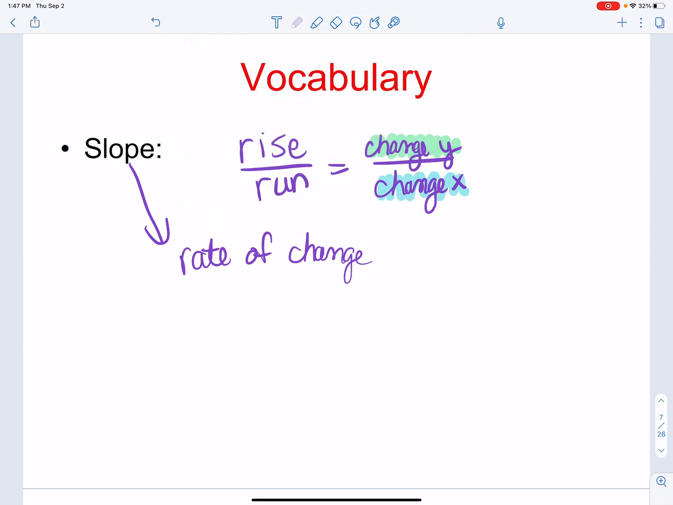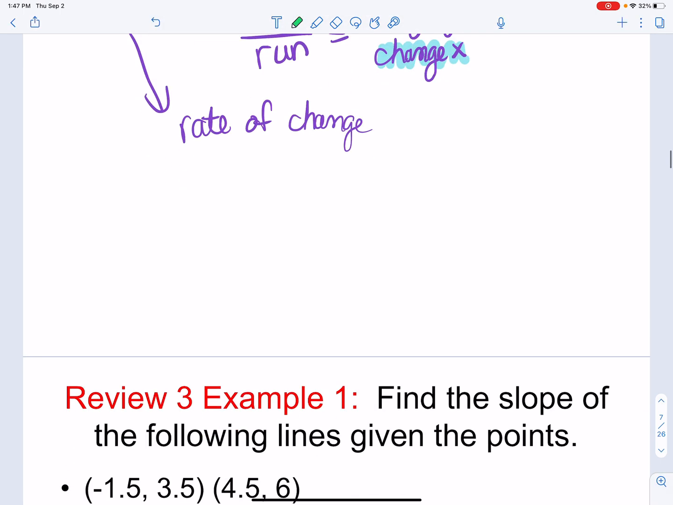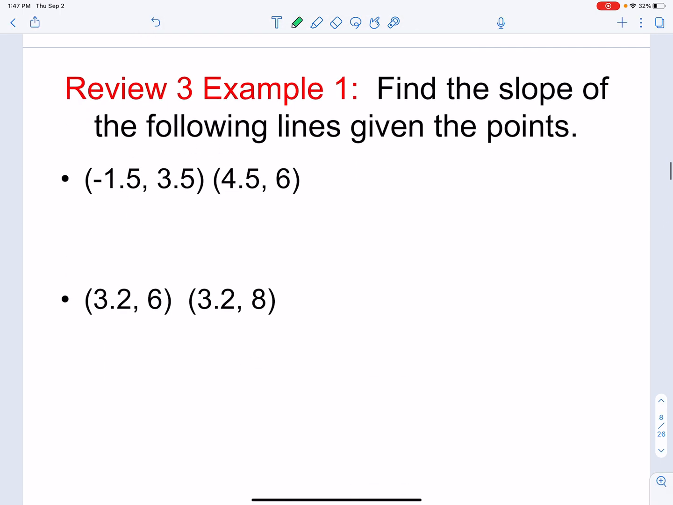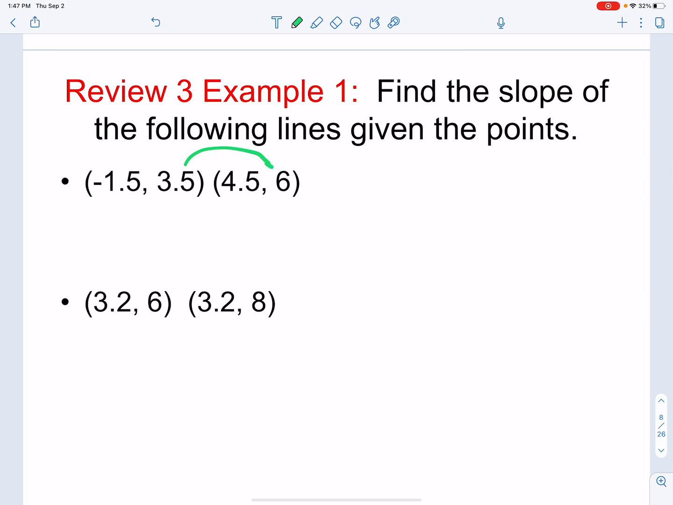Okay, so if I look at this down here, if I look at my change in y's, I can do either direction. I'm going to show you this. So I would do 3.5 minus 6 over my change in x's would be a negative 1.5 minus 4.5. So if I do 3.5 minus 6, I end up with a negative 2.5. Sorry, I had to use a calculator. It's been a long day.